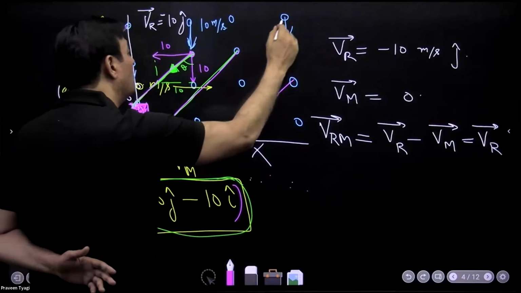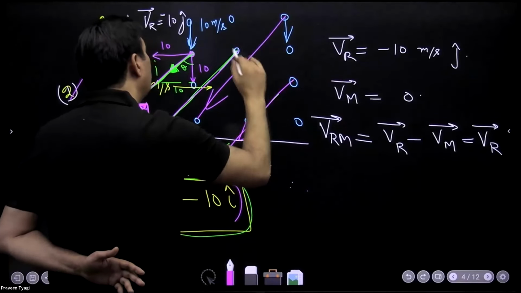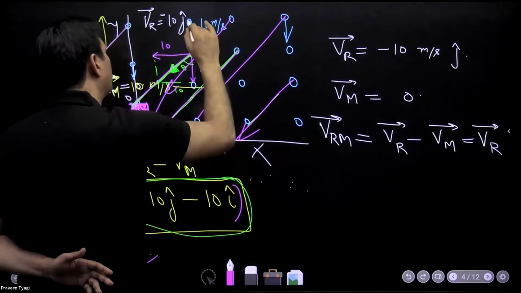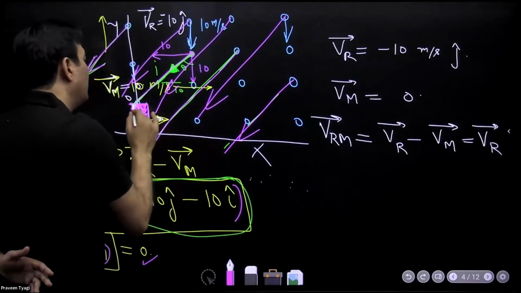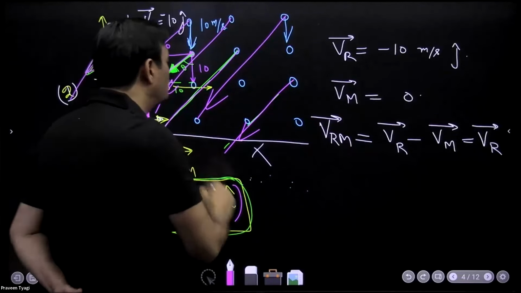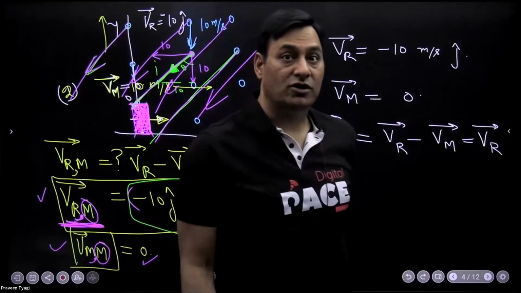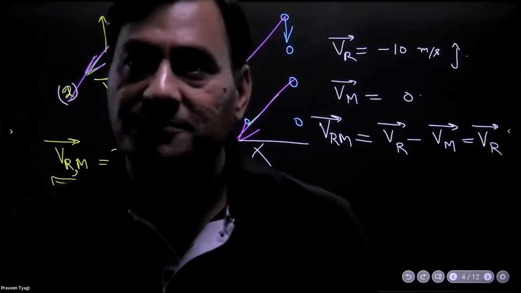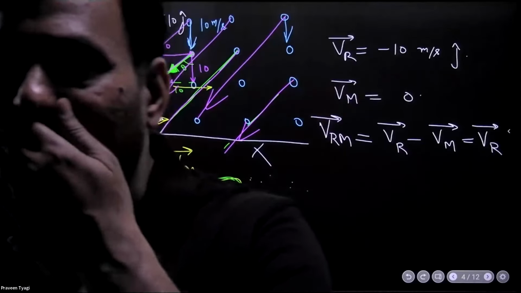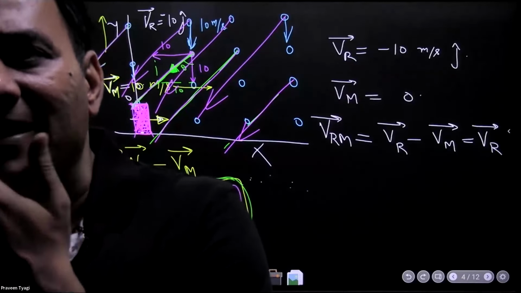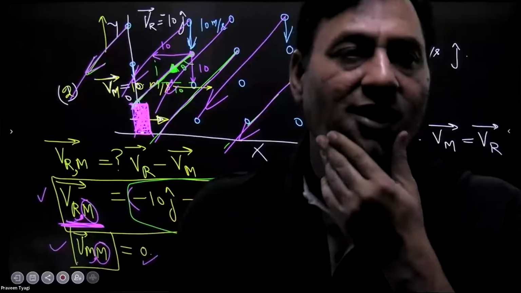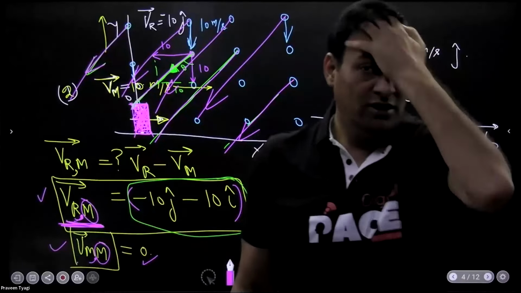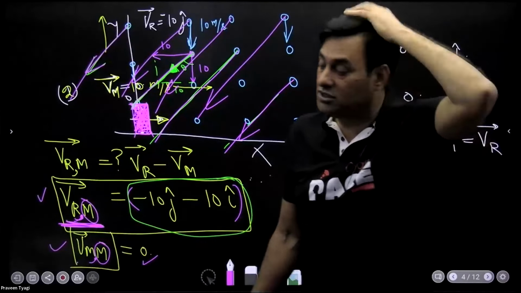But right now, how many of you have understood that he will feel this kind of a situation, that raindrops are falling at an angle and he is at rest? How many of you understood this feeling today? Relative velocity wali. Okay, give me thumbs up. I want to see. Lovely. Now, great, beautiful.